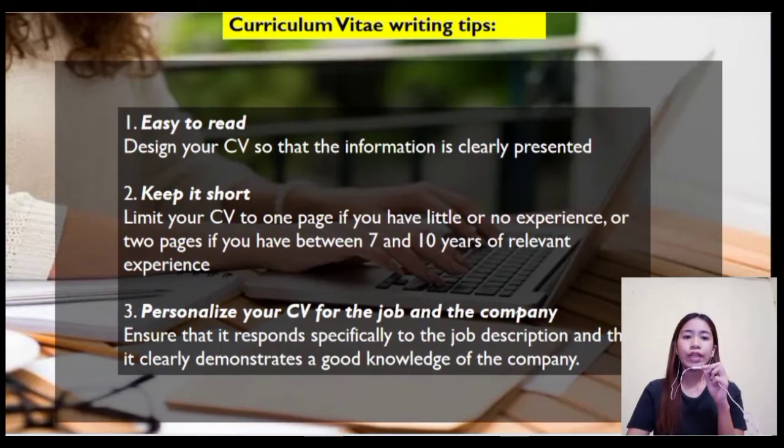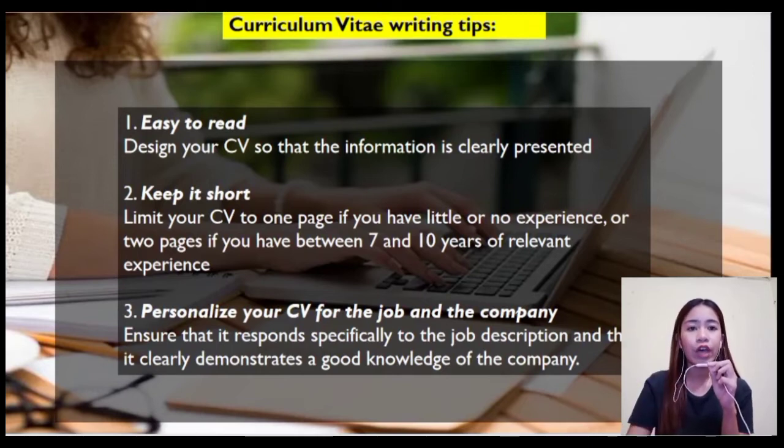Next is we need to keep it short. We need to limit our CV to 1 page if you have little or no experience, or 2 pages if you have between 7 and 10 years of relevant experience. You may be blabbering if you go on much longer, but if you go on any shorter, you may not have supplied the right information or enough information.